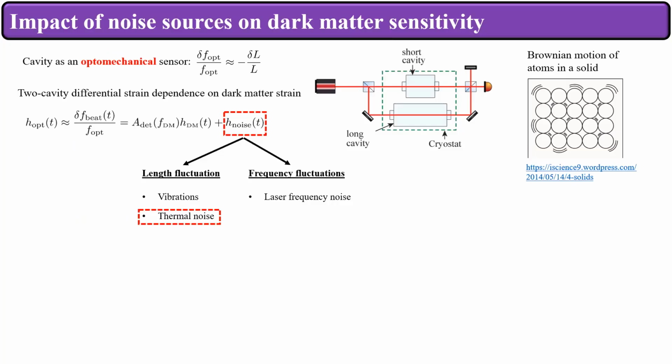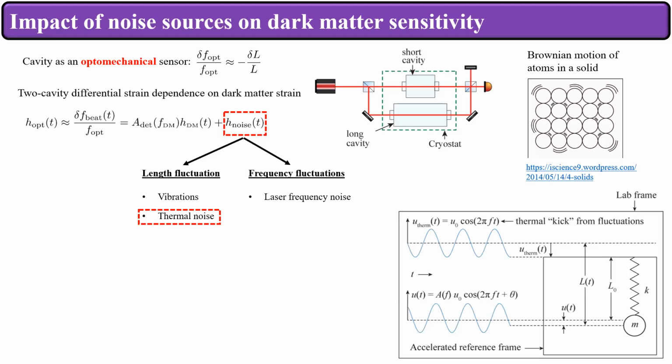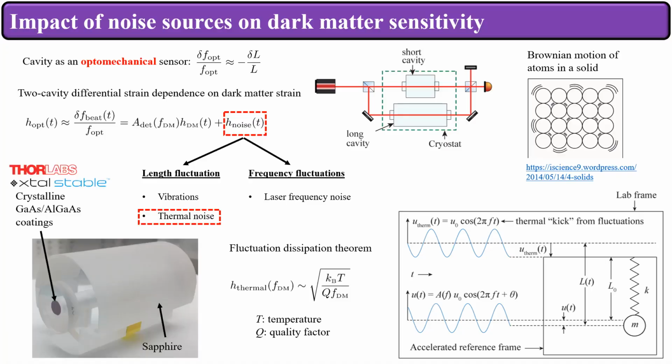Next on our list is thermal noise. In addition to vibrations, the random thermal motion of atoms inside our cavities also leads to noise in our measured strain. In our simple mass spring model, the drive comes from random kicks from these atoms. According to the fluctuation dissipation theorem, this effect is reduced at lower temperatures and using materials with a high quality factor, such as sapphire and crystalline reflective coatings. And we get to lower temperatures using cryogenics. So let's take a look at our cryostat.